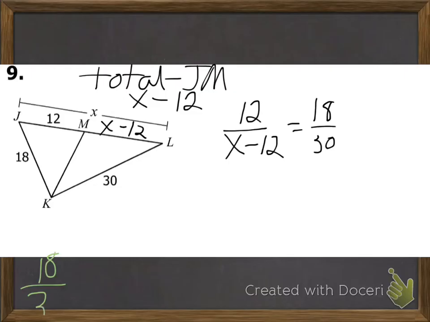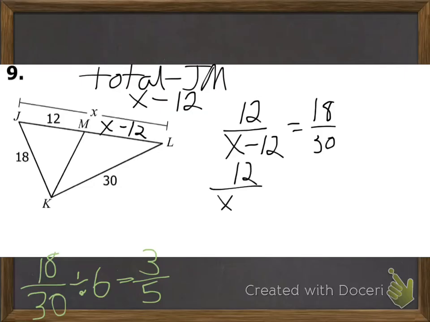18 over 30. Both of those numbers can be divided by 6. So 18 divided by 6 is going to give me 3, and 30 divided by 6 is 5. So now we are looking at 12 over x minus 12. We can't reduce this one because of that little x right there. And then that's now going to be equal to 3 over 5.